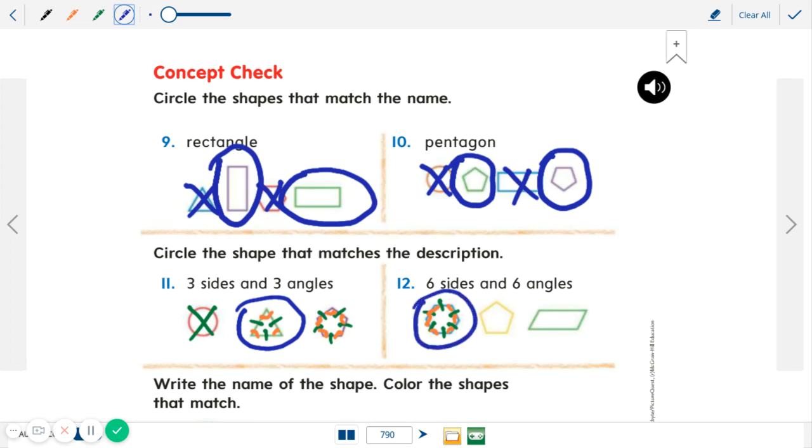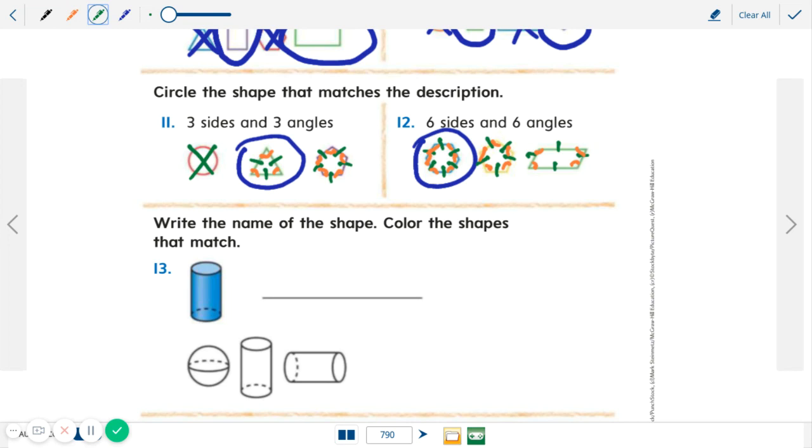Just to be sure, we can check the other 2 shapes. The next one is a pentagon, which has 5 sides. And 1, 2, 3, 4, 5 angles. And our last shape has 1, 2, 3, 4 sides, and you guessed it, 4 angles.